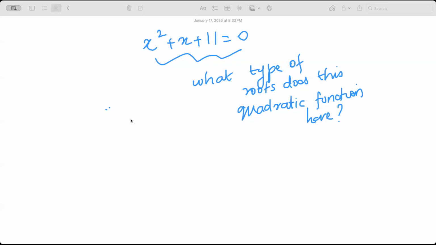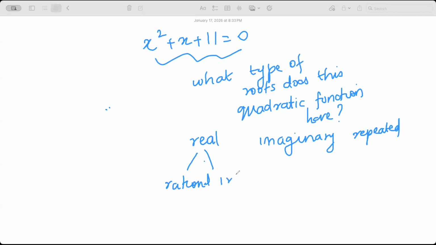Wait, what do you mean by what type of roots? Okay. The roots can be real, imaginary, or repeated. And in real, it can be rational roots or irrational roots. Yes, okay, great. So basically, there is something called the discriminant.